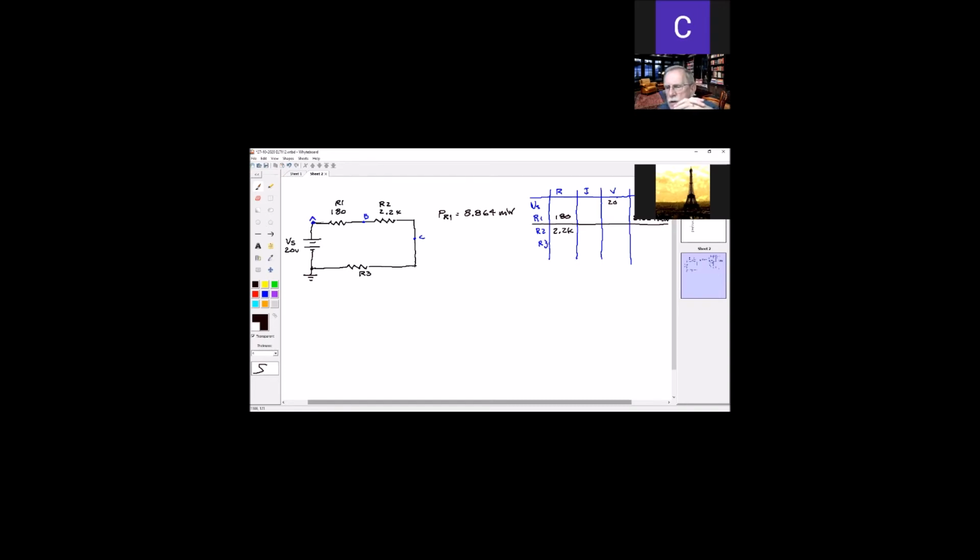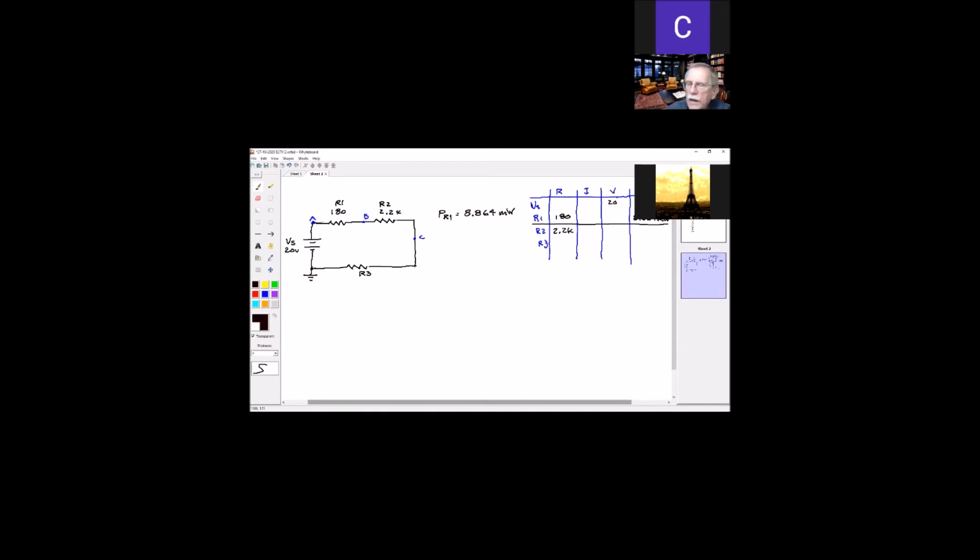Let's take a look at it because there's a couple more things I want to get through today. What can I solve for? Where do I know enough to solve for anything? For R1, you could try to find the voltage. Okay, we could do that.